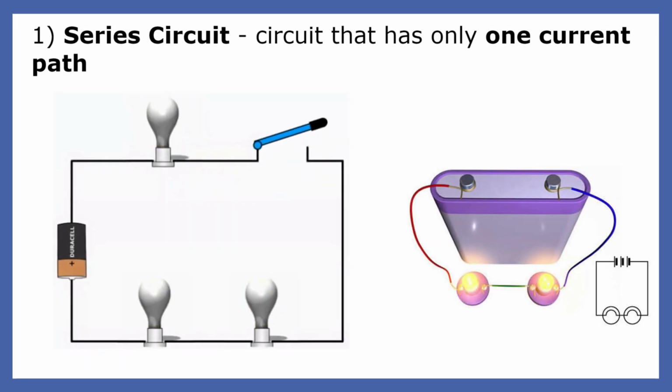The circuit on the right consists of a battery connected in series to two light bulbs. The current in the first light bulb is the same as the current in the second. When the switch in this circuit is closed, the circuit is complete and the current is able to flow.